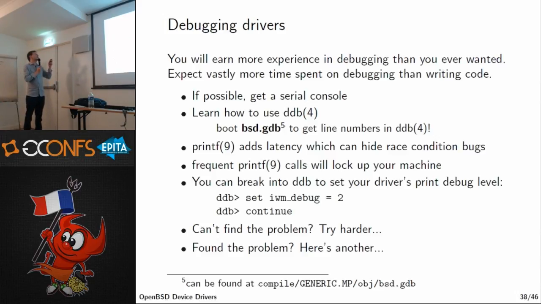Another nice thing is that you can use the bsd.gdb kernel image to get much nicer backtraces from GDB when your driver crashes, so you can actually see which line it's crashing on in C, which the default GDB doesn't do yet. Jasper was hinting at this in his talk, that they're working on that. But for now, you have to boot that large bsd.gdb kernel, which is a lot bigger than the standard one, so it doesn't run on all machines, but most modern machines will run it.